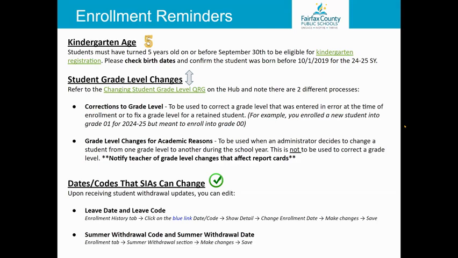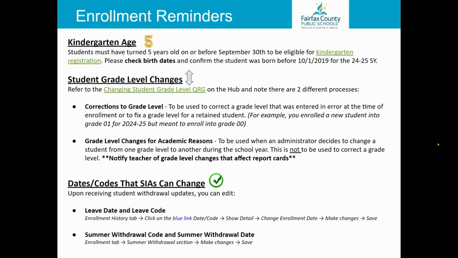Now, if it's a grade level change due to academic reasons, meaning the principal, the AP has approved for a student to be promoted to the next grade level, the enrollment codes have to change. And again, we have those specific steps to follow linked here on that grade level quick reference guide on the hub. Just note that with grade levels due to academic reasons, the teacher has to be notified because it can affect report cards.